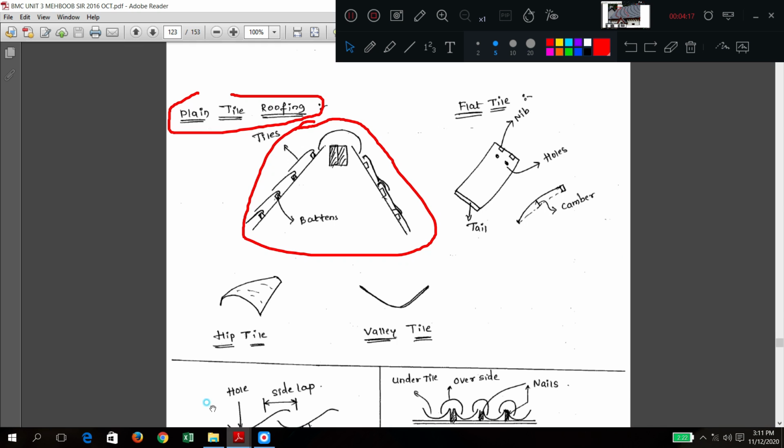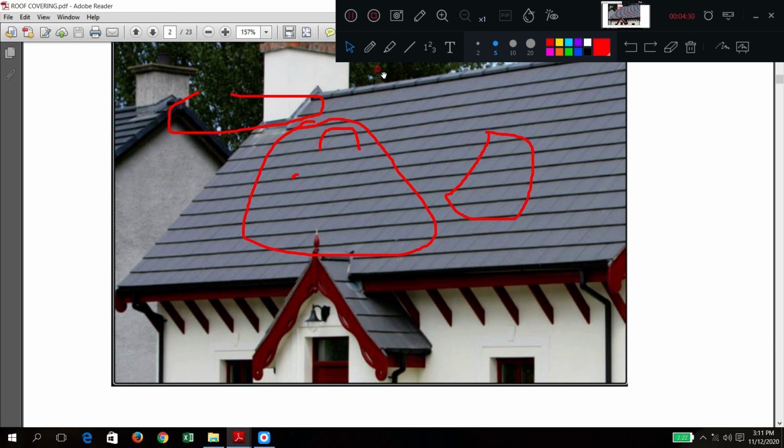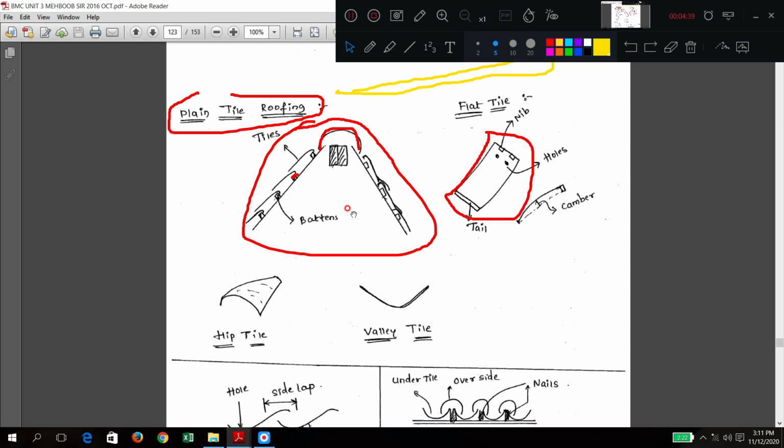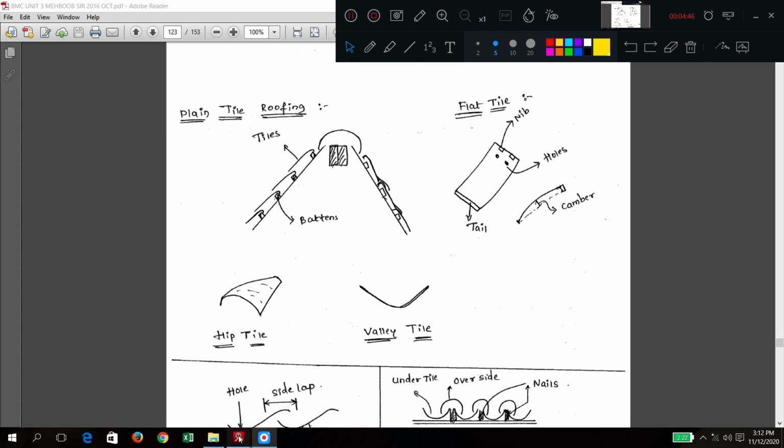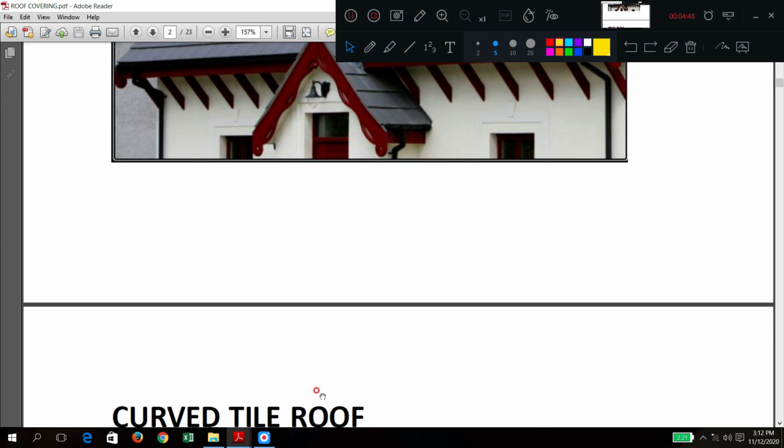Can you see this diagram? Here they have battens, runners, and a ridge. So the plain tile appears like this in cross section. Here you can see this is the ridge, where I can draw. In cross section it appears like this. Now we have hip tile and valley tile.